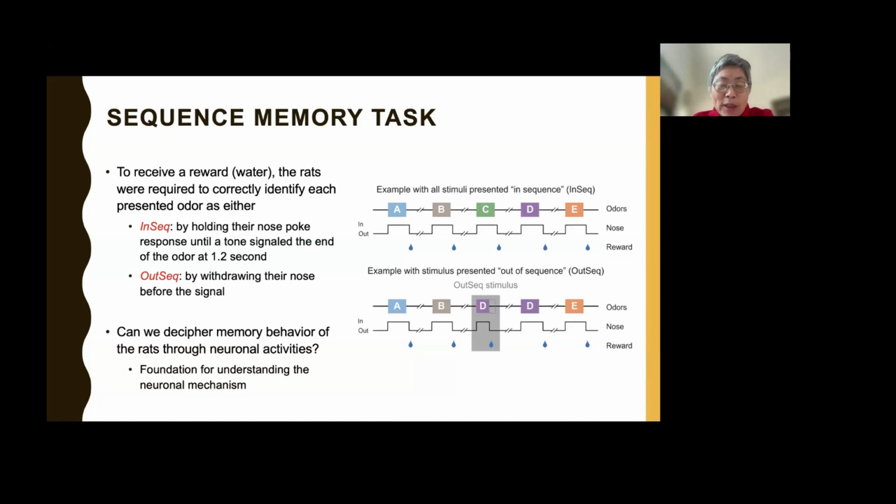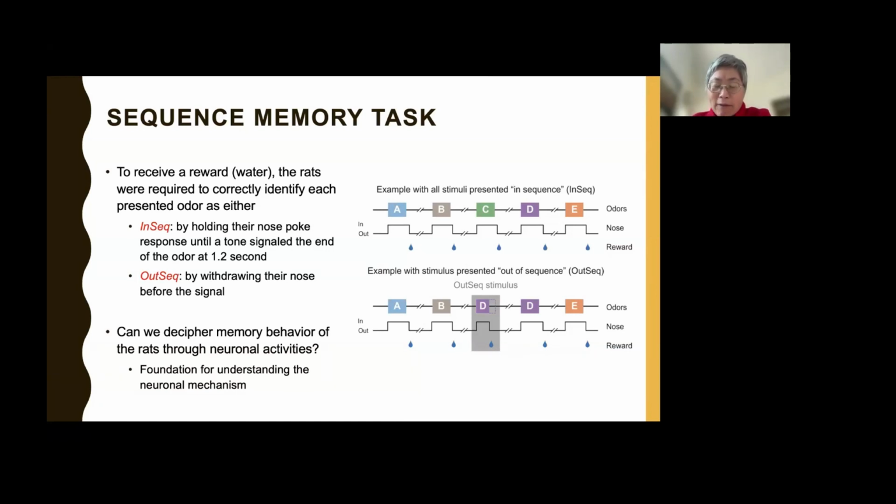So how does this experiment do that? The rats go holding their nose in a port. The odors are released one by one. If it's in sequence, the rats will stay in the area, keeping their nose poked in this box area until the end of the experiment, until the end of the odor release, and then they can move away. That means the rats performed correctly. They know it's in sequence.